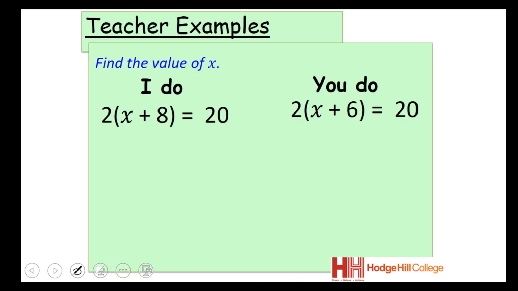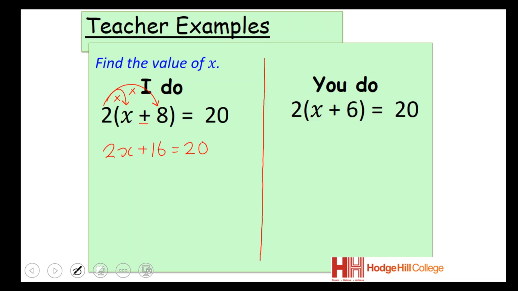Okay, now let's start with some questions. Firstly, what you need to do is you need to expand the bracket. So we draw our arrows in. Remember the arrows mean multiply. 2 times x is 2x. Because that's positive, we write plus here. 2 times 8 is 16, and that equals 20. Remember, you only multiply what's inside of the bracket, not what's past the equal sign or what's outside of the bracket. Okay, 2x plus 16 equals 20.